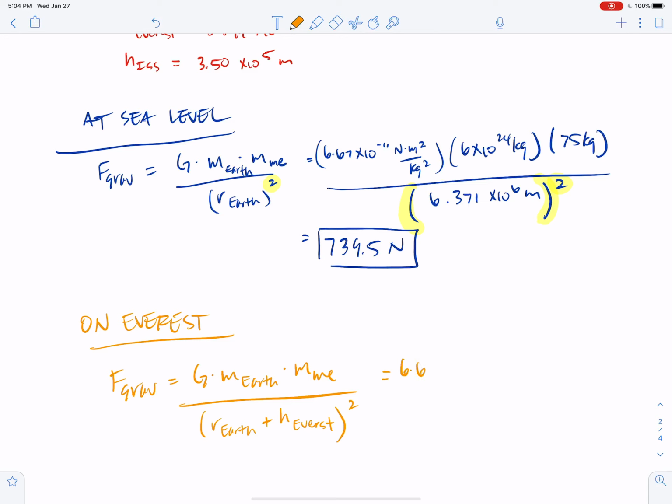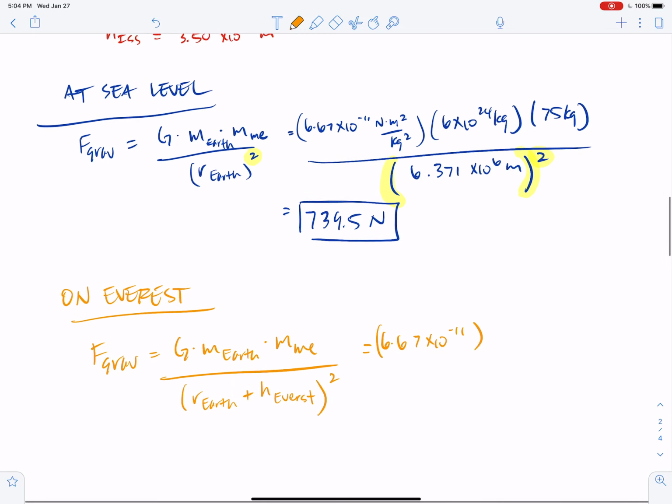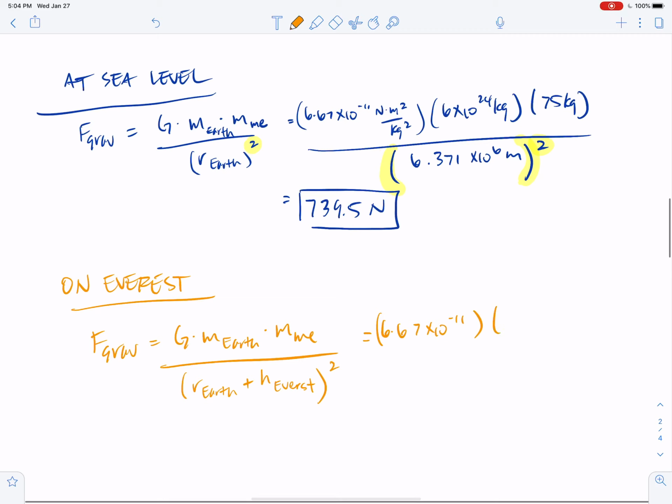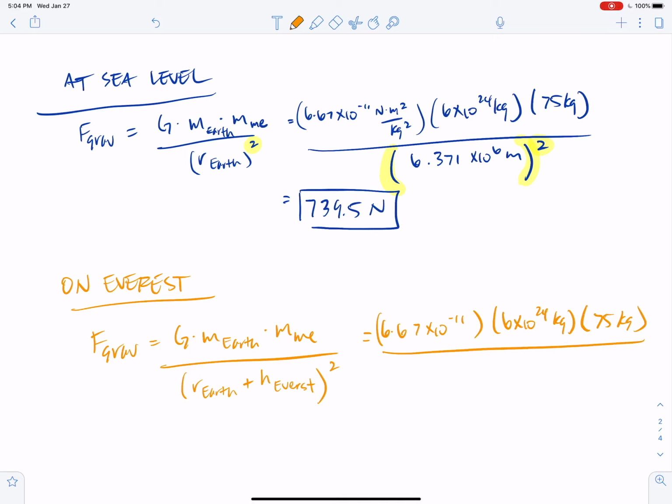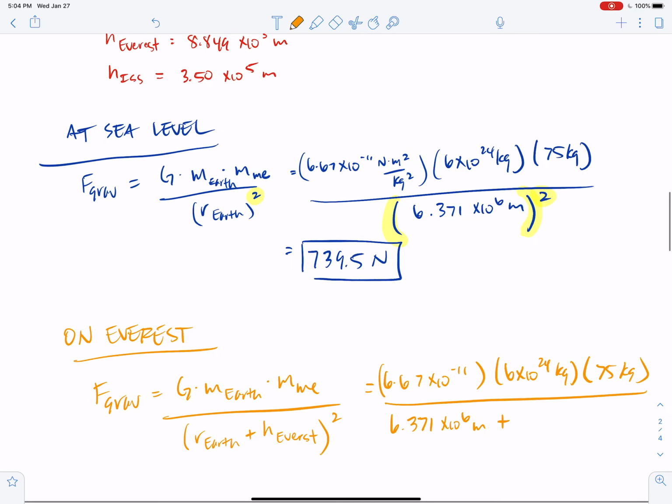So we're going to get our 6.67 times 10 to the minus 11. I'm going to skip the units because I'm running out of space, and you can see the units in the example above. The mass of Earth is still 6 times 10 to the 24 kilograms. The mass of me is still 75 kilograms. And now I'm going to divide by the radius of Earth, which is 6.371 times 10 to the 6th meters, plus the height of Everest.